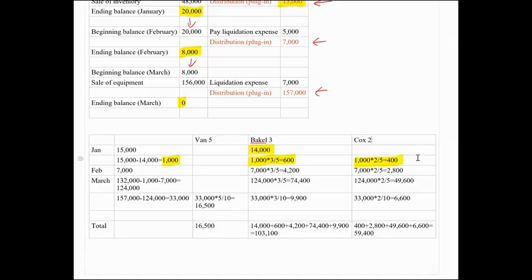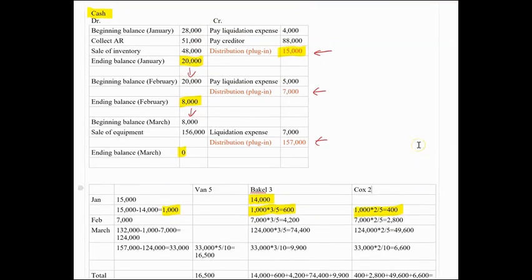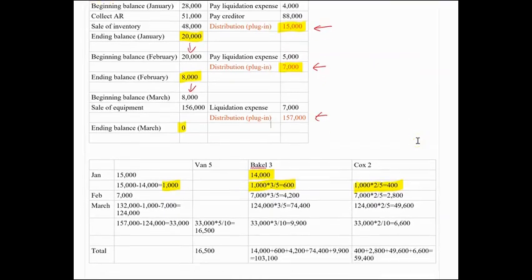In February, they have 7,000 cash that's available for distribution. So we are going to allocate the 7,000 similar to the prior 1,000. So 60% goes to Baco and 40% goes to Cox. Alright, then let's move on to March.